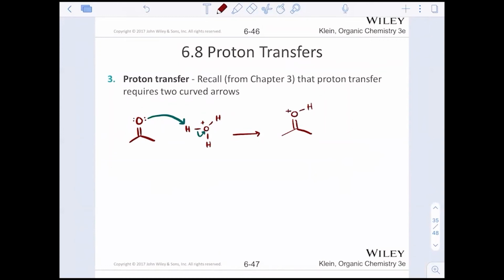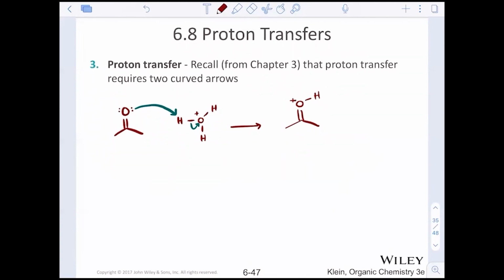So this could look also like a nucleophilic attack. However, the nucleophile is specifically attacking a proton, so it's a proton transfer. Nice.